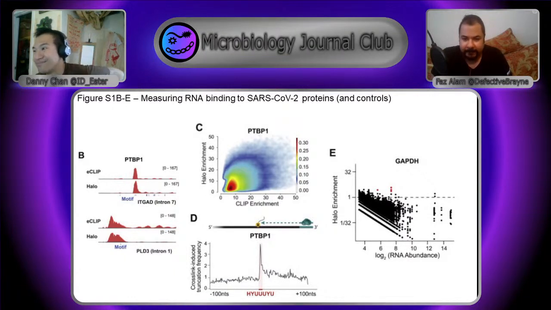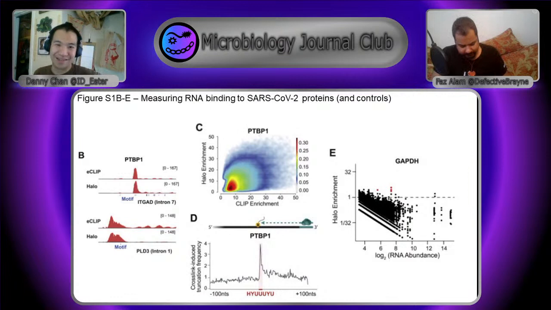So PTBP1, that's a known protein that binds, I believe, mRNA. It's called polypyrimidine, I think. It's a host processing protein, a host protein.